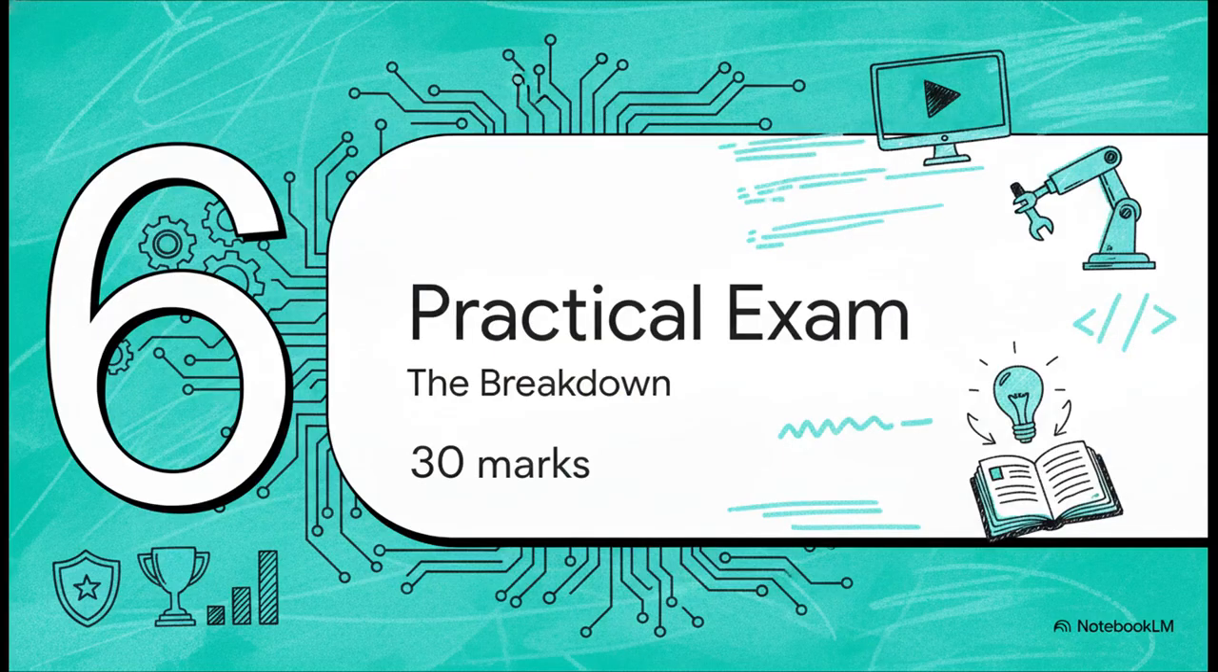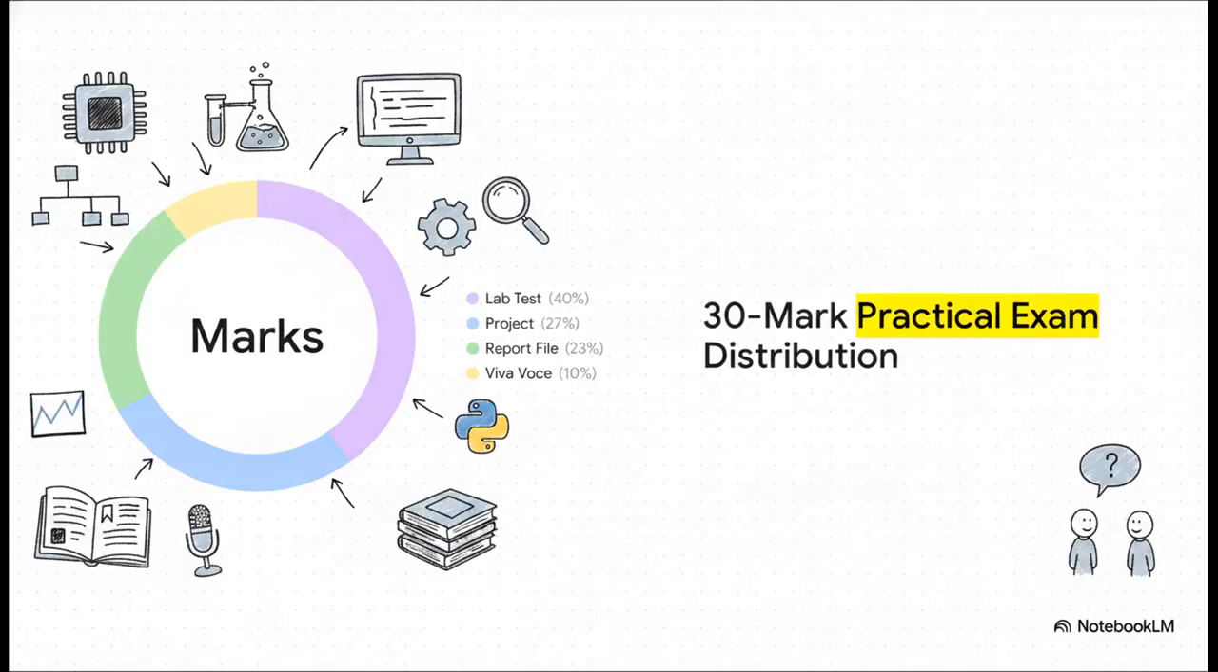Finally, Section 6. The practical exam breakdown. This is the final frontier. It's worth 30 marks, and it's where all that theory meets the real world. Here's the exact breakdown. Your lab test is the heaviest at 12 marks. Then you've got your project at 8 marks, your report file at 7, and the Viva Voce at 3.